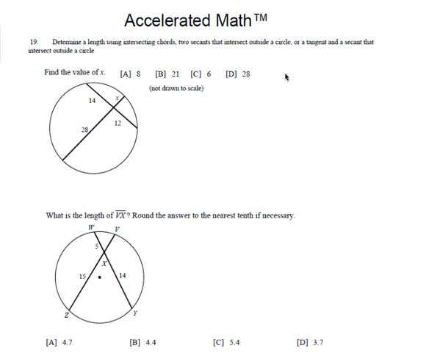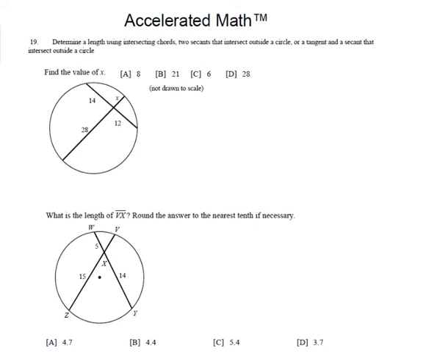Okay, welcome to Accelerated Math. This is a long objective name. It's determine a length using intersecting chords, two secants that intersect outside a circle, or a tangent and a secant that intersect outside a circle. Whew, that's a mouthful. But bottom line is there are a lot of different types of problems on this one, so look for your example that you need to review and see if you can figure it out based on the discussion here. Alright, so I'm going to start with this example, and this is one of the simplest ones.